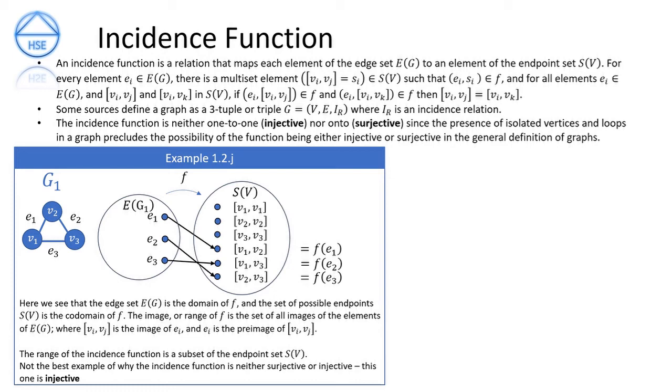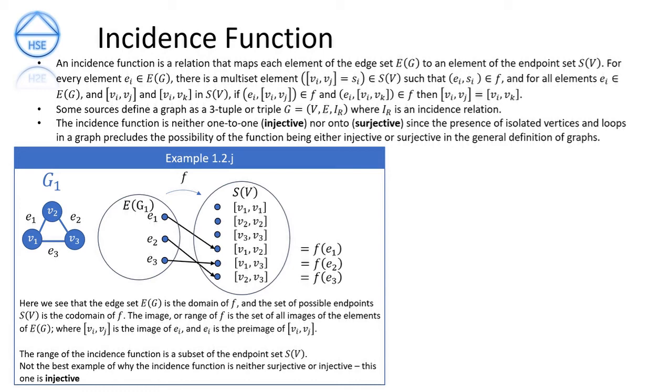And for all elements, which are edges, which are elements of the edge set, and the endpoint multi-set pairs, if we had two that were different, so (v_i, v_j) and another pair (v_i, v_k), in the endpoint set, if the edge e_i and the pair (v_i, v_j) is an element of the function, and the pair e_i and the pair of endpoints (v_i, v_k) is an element of the function, then (v_i, v_j) is equal to (v_i, v_k). So what on earth does that mean?